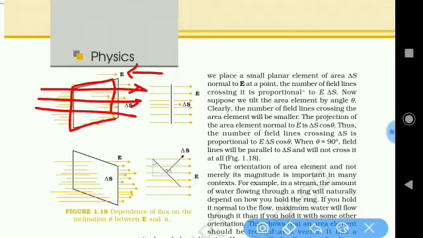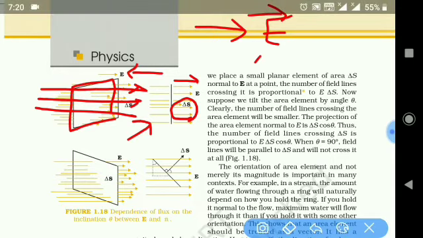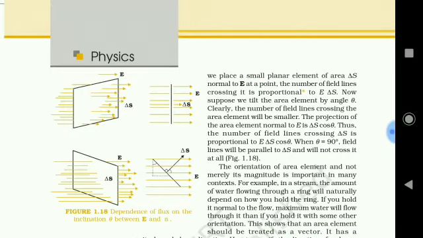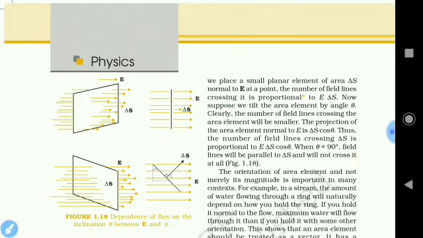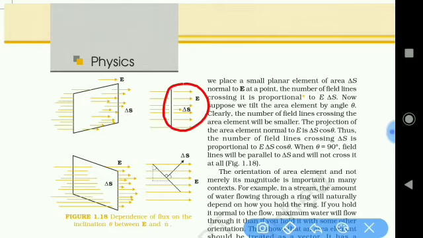So in this case, if the surface is exactly perpendicular, that is normal to the electric field, then the area vector of this surface will be in the direction of electric field. Means electric field E and delta S, that is surface, both are in the same direction. In that case the flux will be maximum, because all the electric field lines will pass through the surface.